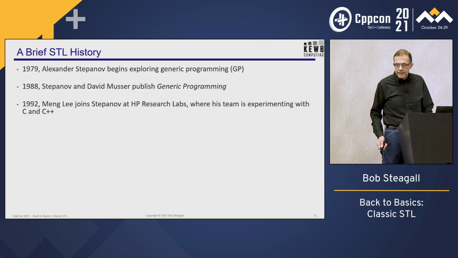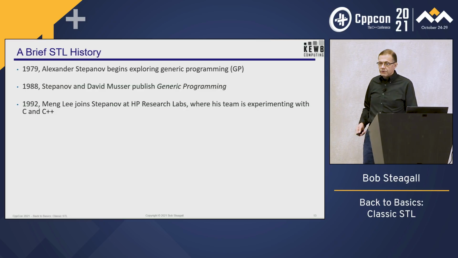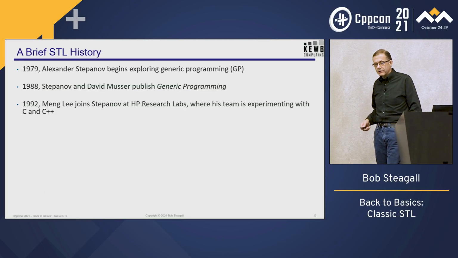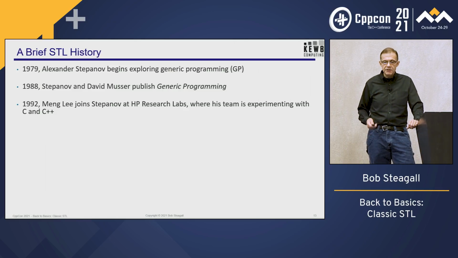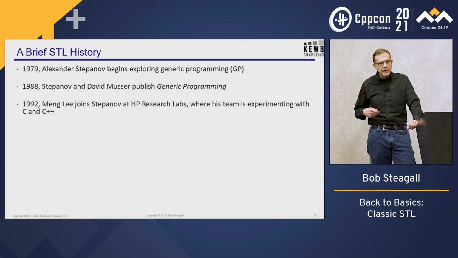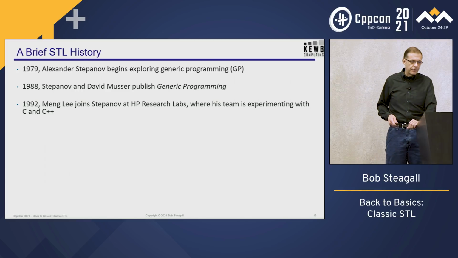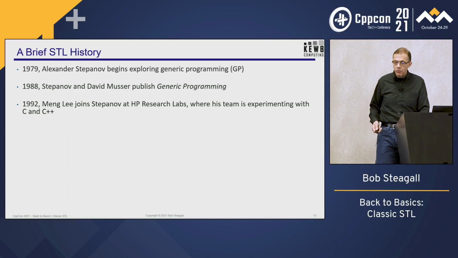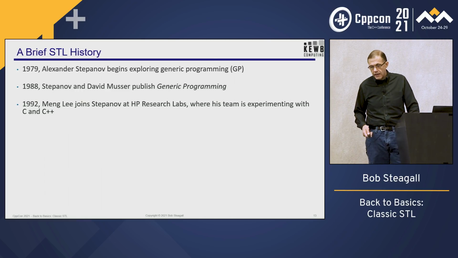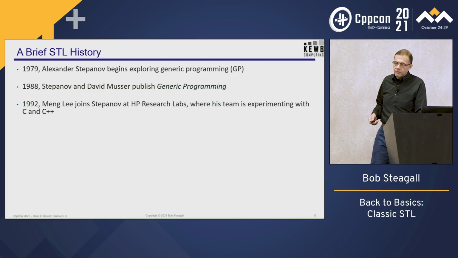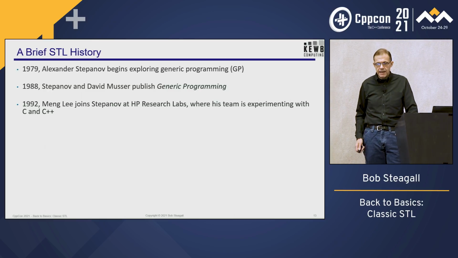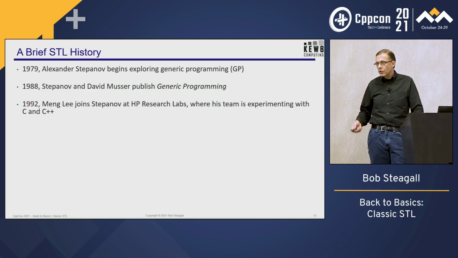So, going back to the history, in 1992, Meng Lee joined Dr. Stepanov at HP Research Labs, and his team was experimenting with C and C++ for the first time. He'd come from the world of, actually had done quite a bit of work in Ada earlier, and was able to implement some of his concepts of generic programming in Ada, but not to his satisfaction. So when he joined HP, he started looking at C and C++.